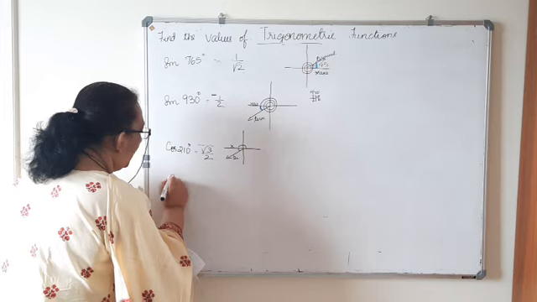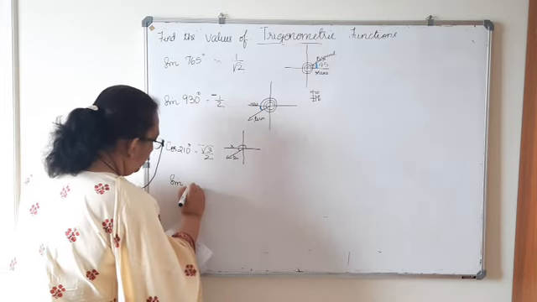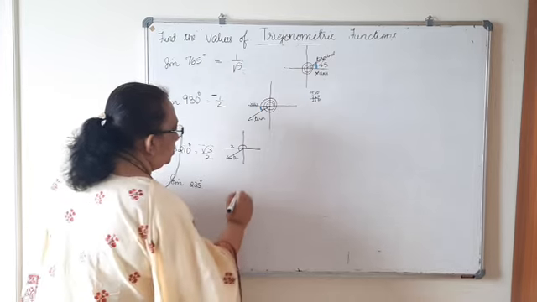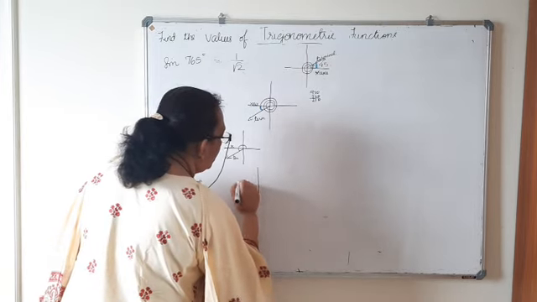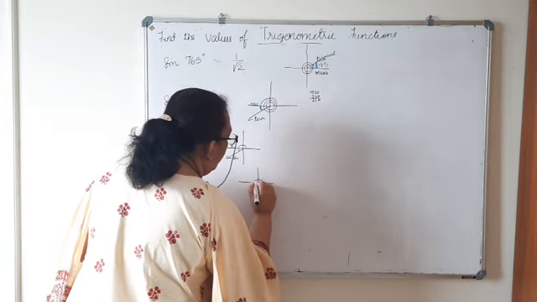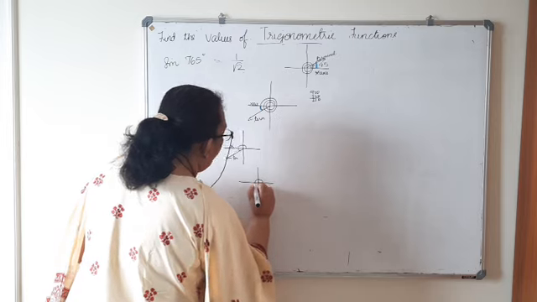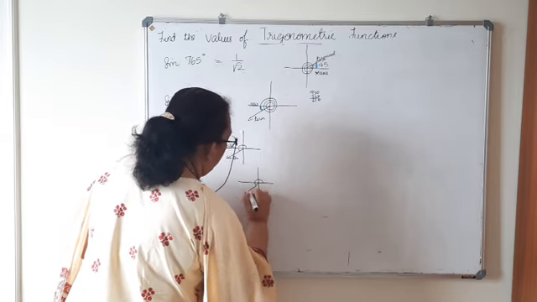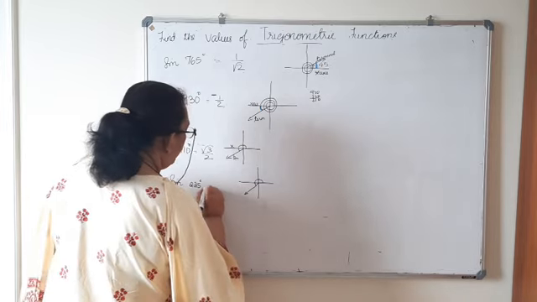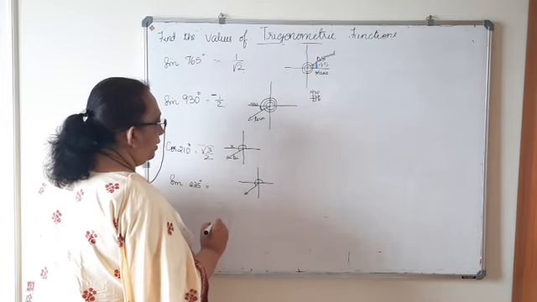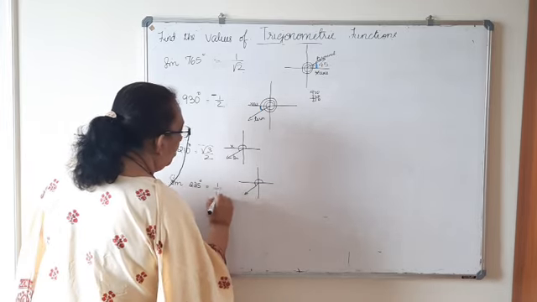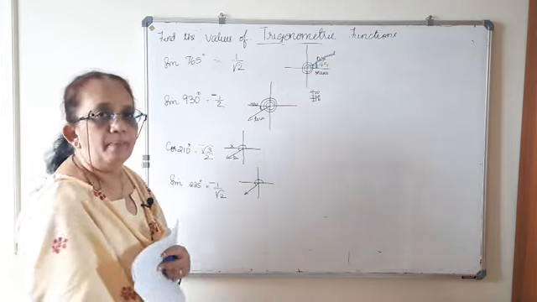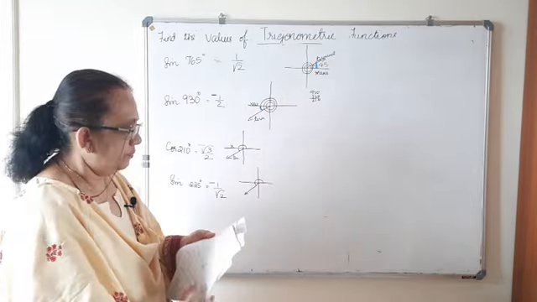Next one, sine 225 degrees, positive. So sine 225 means 180 plus 45. So you have to get the value for sine 45. Sine 45 is equal to 1 by root 2. But it is in the third quadrant, so it is equal to minus 1 by root 2.